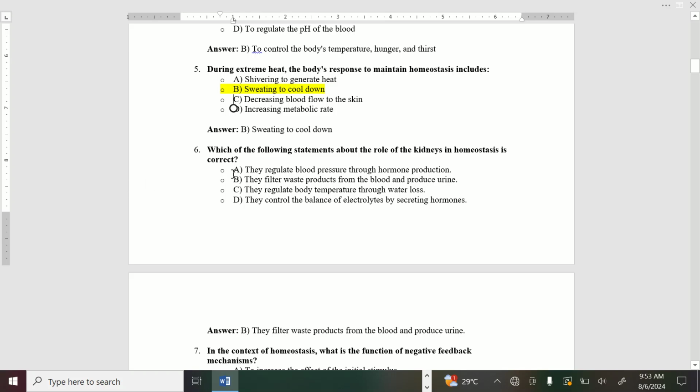The next MCQ is: which of the following statements about the role of the kidney in homeostasis is correct? A. They regulate blood pressure through hormone production. B. They filter waste products from the blood and produce urine. C. They regulate body temperature through water loss. And D. They control the balance of electrolytes by secreting hormones. So the correct option is B. They filter waste products from the blood and produce urine.